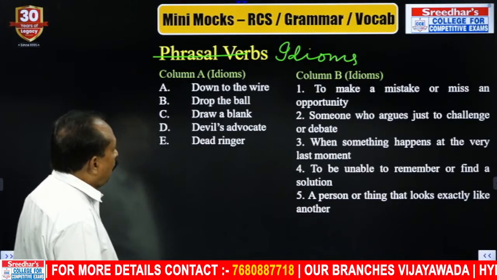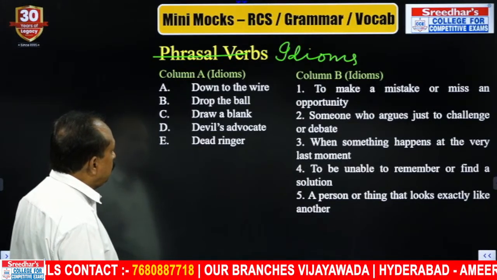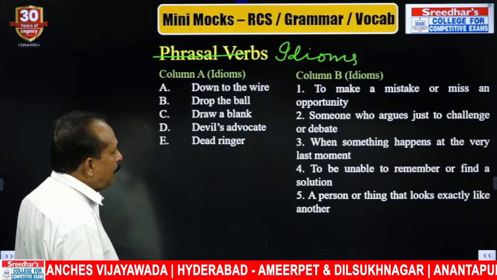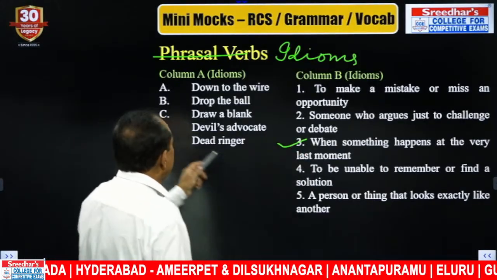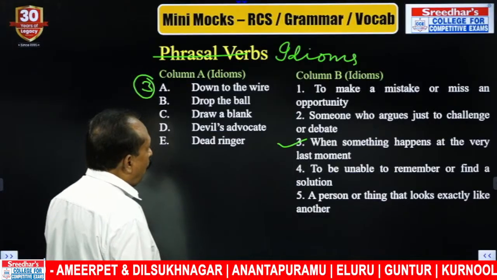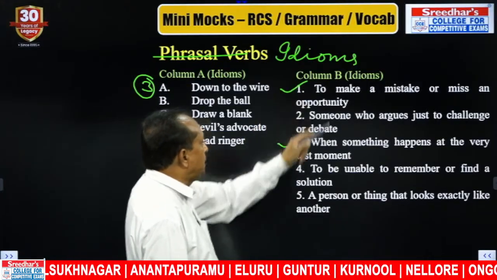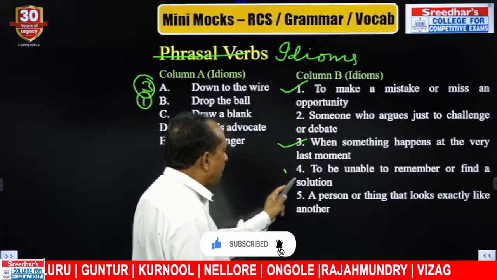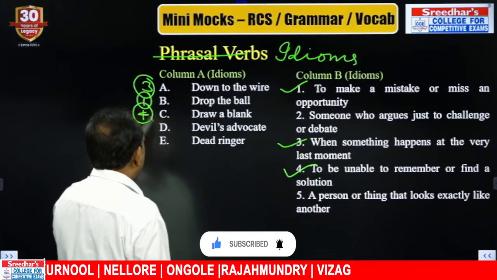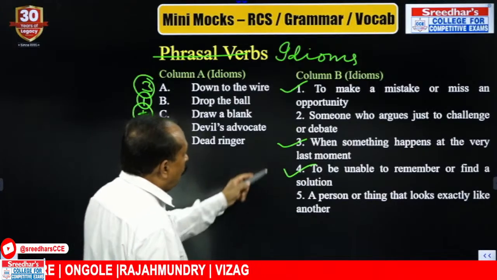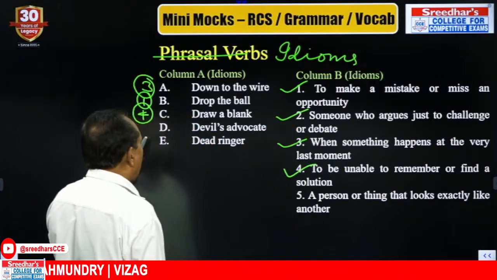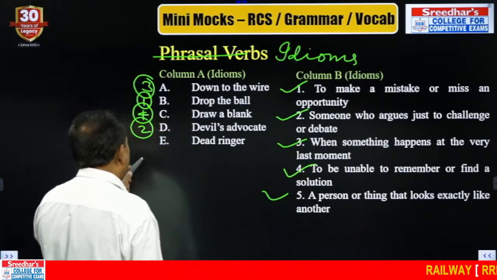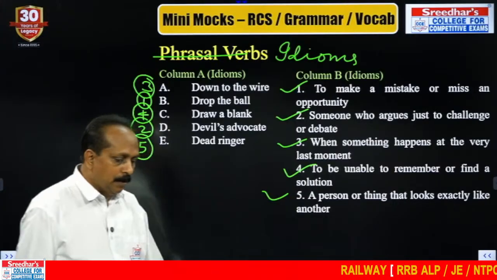Down to the wire, drop the ball, draw a blank, devil's advocate, dead ringer. Down to the wire means the last minute, when something happens at the very last moment. Answer is 3. Drop the ball means to make a mistake or miss an opportunity. Draw a blank, to be unable to remember or find a solution. Devil's advocate, someone who argues just to challenge or debate for the sake of it. Dead ringer, a person or thing that looks exactly like another. For that, we also use the word replica.